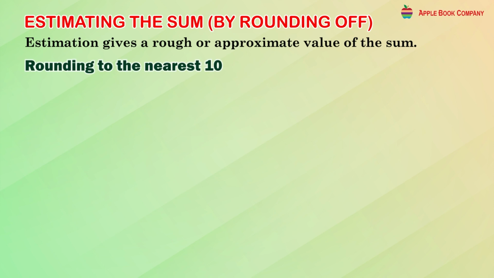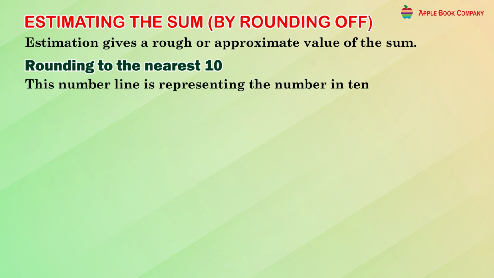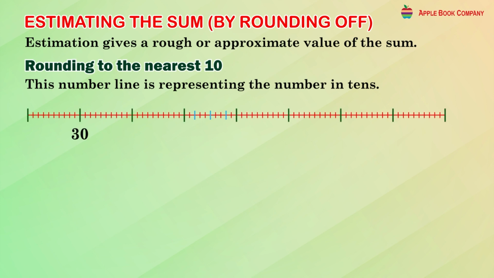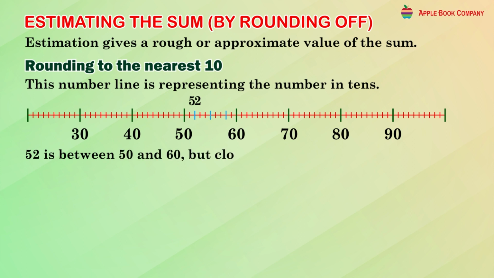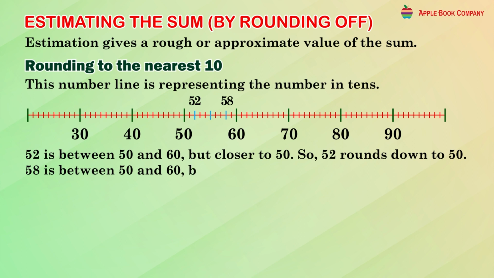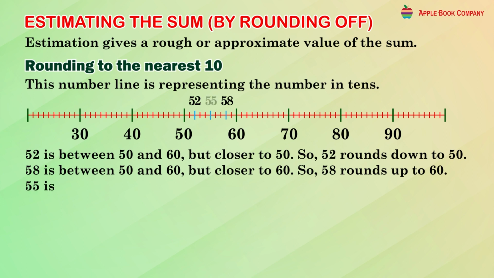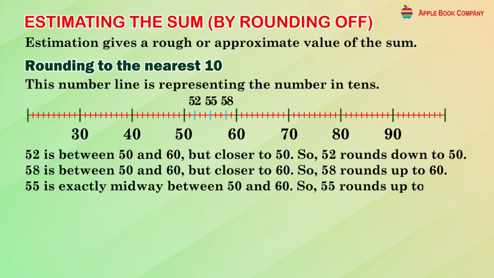Now, if we are going to round this off to the nearest 10, we are going to understand this using a number line. This number line is representing the numbers in tens. So we start from 30, 40, 50, 60, 70, 80 and 90. 52 is between 50 and 60, but it is closer to 50. So we round off 52 to 50. Whereas 58 on the other hand is in between 50 and 60 but closer to 60. So we round off 58 to 60. Whereas 55 is exactly midway between 50 and 60. So 55 rounds up to 60.